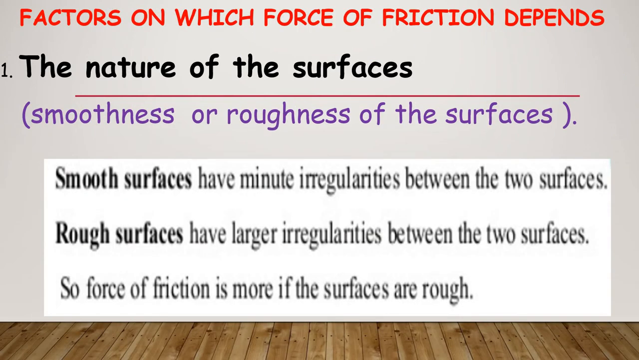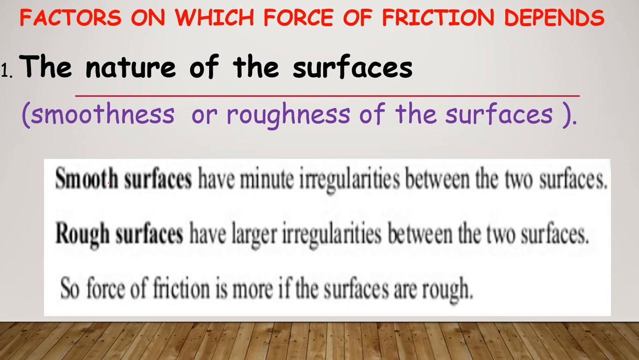Now, what are the factors on which the force of friction depends? Of course, we have already seen that if the surface is smooth, irregularities will be less. If the surface is rough, more irregularities will be there. If more irregularities are there, more interlocking. If more interlocking is there, we have to apply more force. So friction depends on the nature of the surfaces.